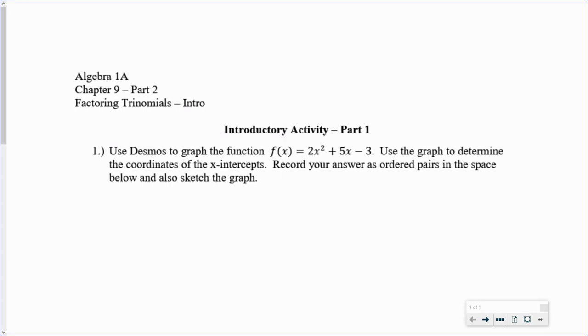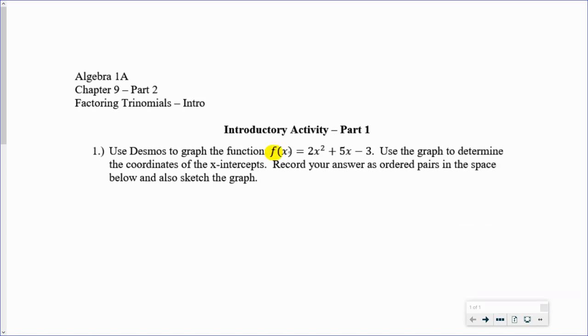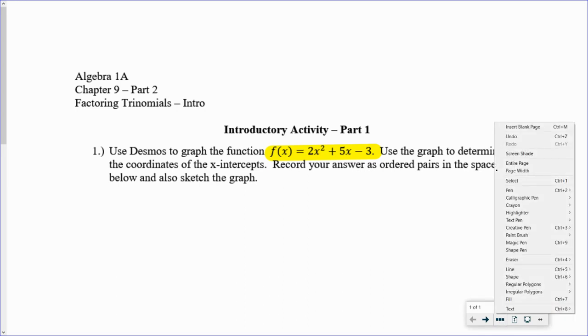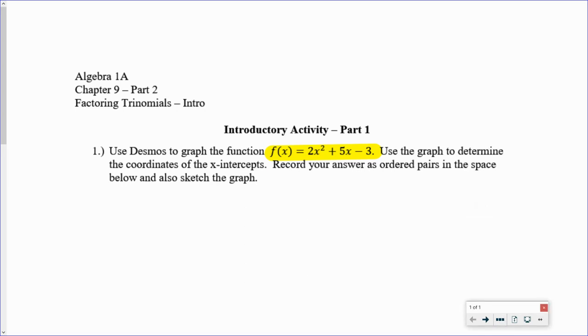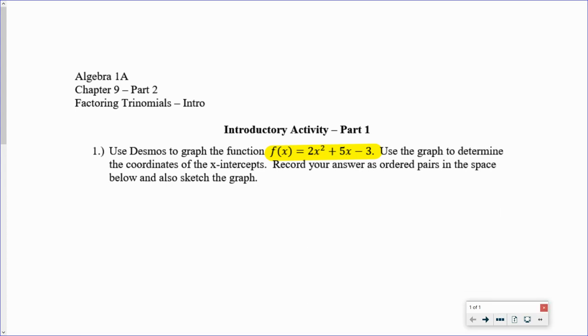So the first thing that I want you to notice about this function is that it's not linear like a lot of the functions that we've looked at this year, and you've also looked at in years past. And it's not exponential like the functions that we looked at in the previous unit. It's a polynomial function, and its highest degree is degree 2. So this is actually a quadratic function. Okay, so just keep that in mind.